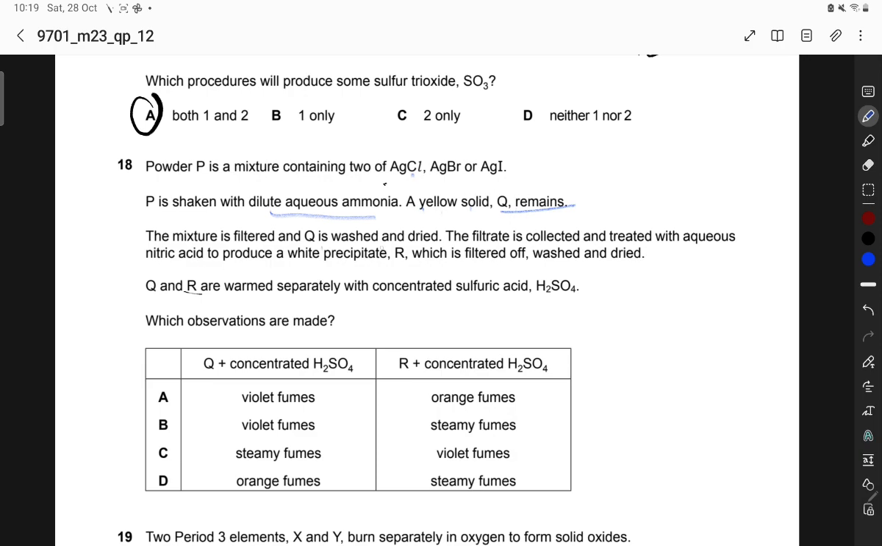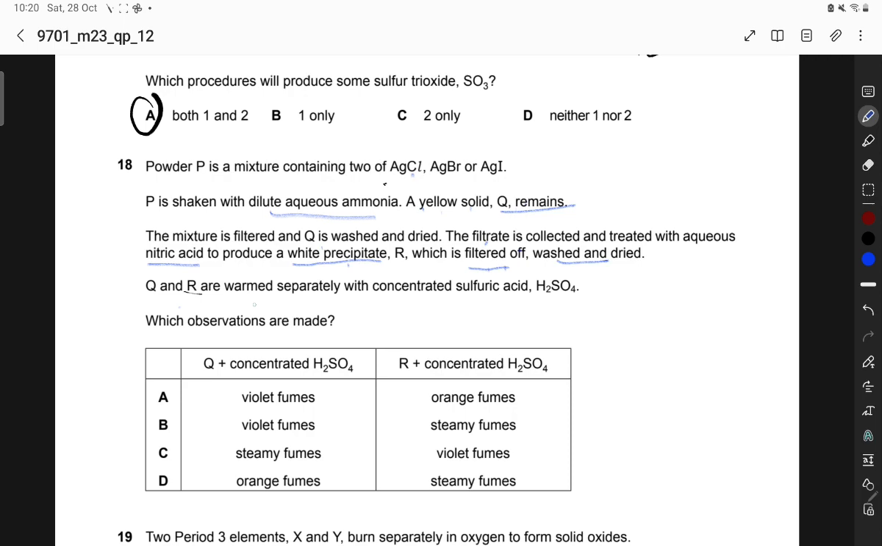The mixture is filtered, Q is washed and dried. The filtrate is cooled and treated with aqueous nitric acid to produce a white precipitate R, which is filtered off, washed and dried.